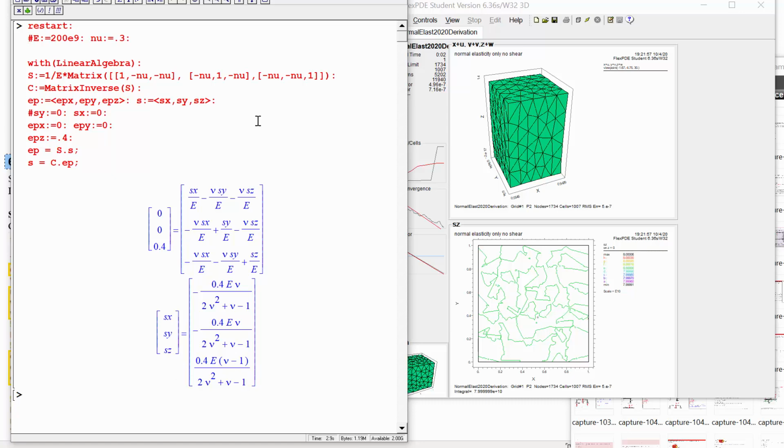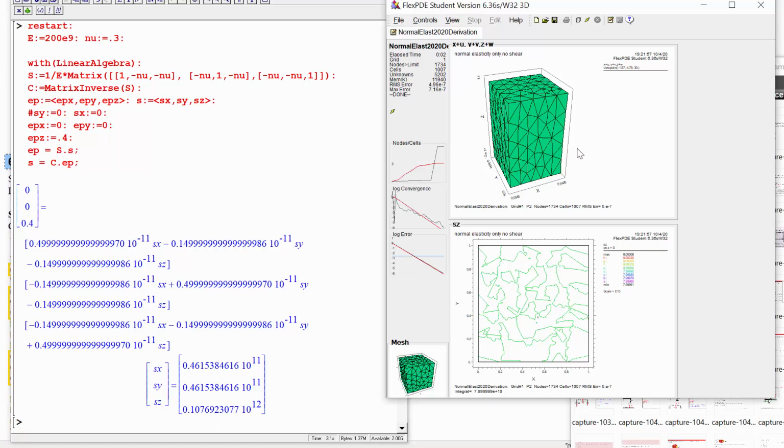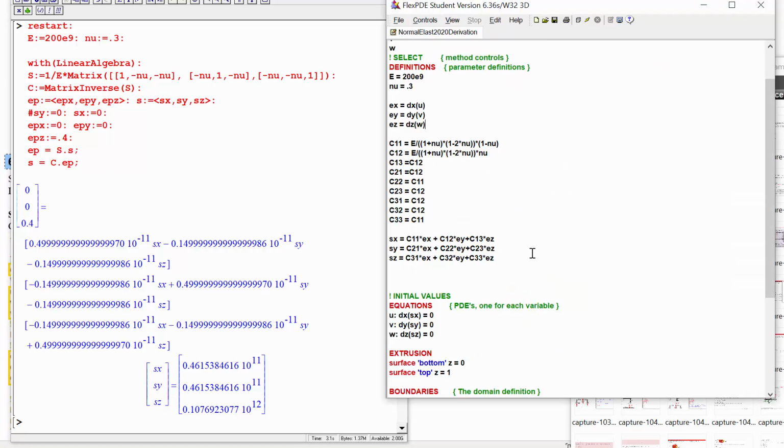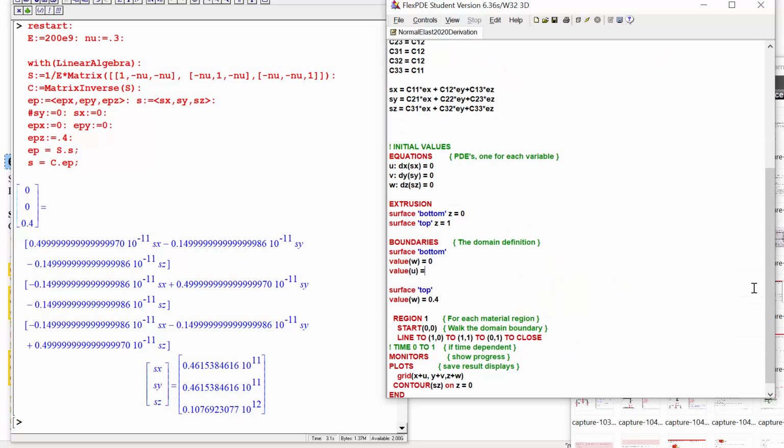Now it's easier to have Maple multiply this for us, so we'll uncomment this and see what stress we expect if we fix it from moving in the other dimensions. And it looks like we're going to have 107.7 gigapascals. So how do we do that in Flex? In FlexPDE, to get it to stop moving in the other dimensions, we'll apply boundary conditions on the x and y displacement.